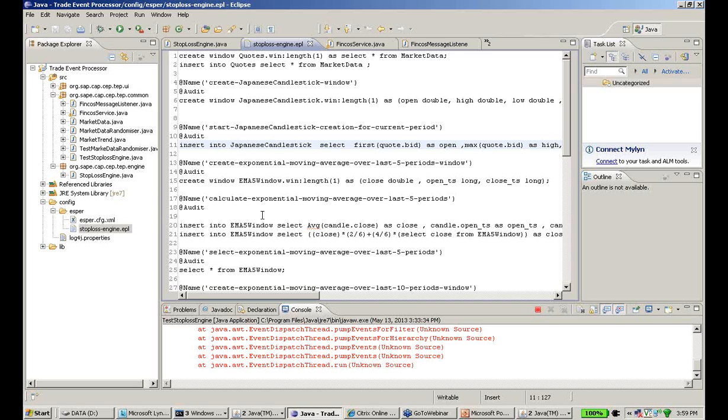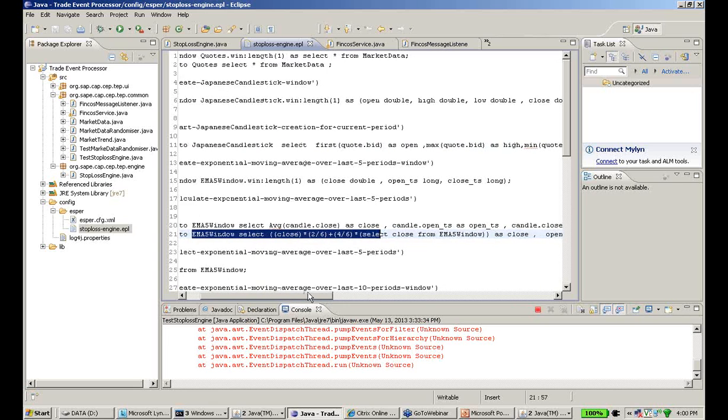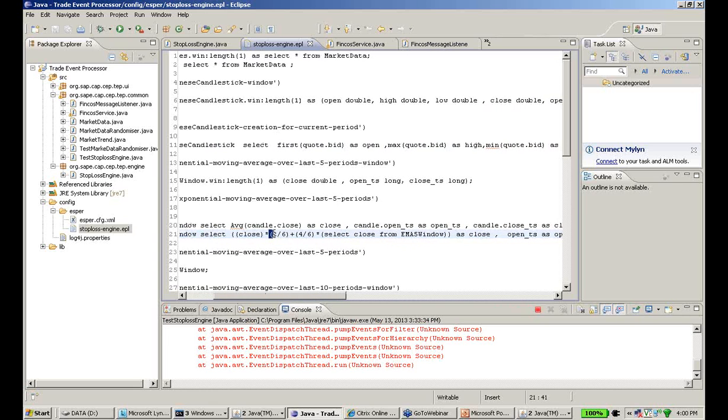Now from the candlestick we want to calculate our exponential moving average. If you remember the exponential moving average formula that we discussed earlier, it was the current price multiplied by a factor K plus 1 minus K times the EMA of yesterday. So if you look at this statement, EMA 5 window selection, it is particularly the same. It's the same constant that we discussed: 2 divided by n plus 1. We are calculating a 5-day moving average, so it is 2 divided by 5 plus 1, which is 2 by 6. And 1 minus 2 by 6 is 4 by 6.